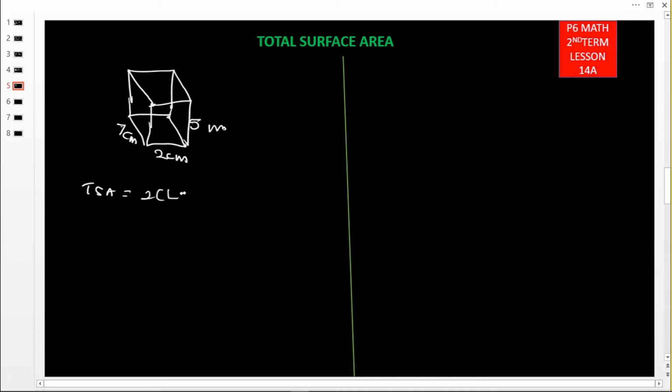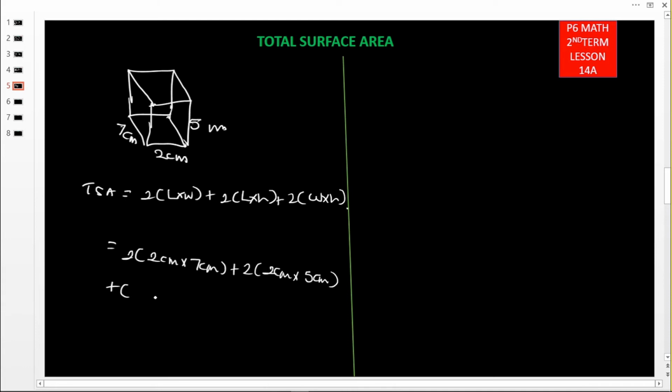Then after identifying the sides, we write our formula here. So it is 2 into length times width, then plus 2 into length times height, then plus 2 into width times what? Times height. Then from there we substitute in. What is the length? It is 2 centimeters. What is the width? 7 centimeters, then plus 2, the length is 2 centimeters, and the height is 5 centimeters. Then plus 2, the width is 7 centimeters. What is the height? The height is 5 centimeters.